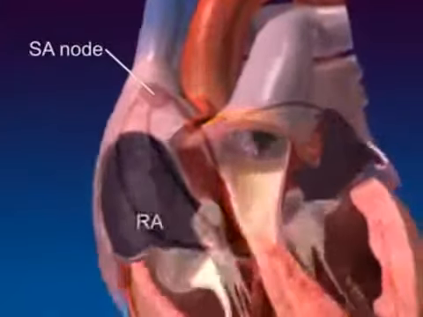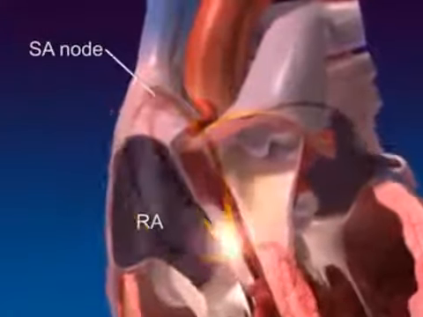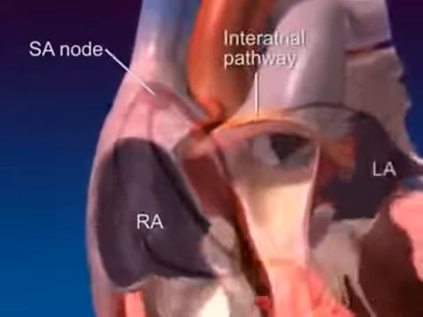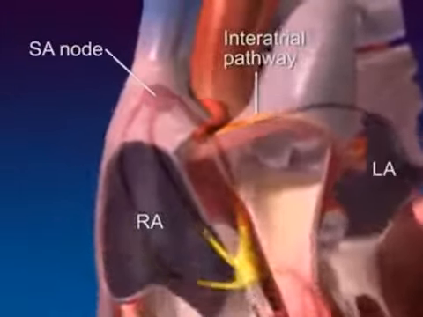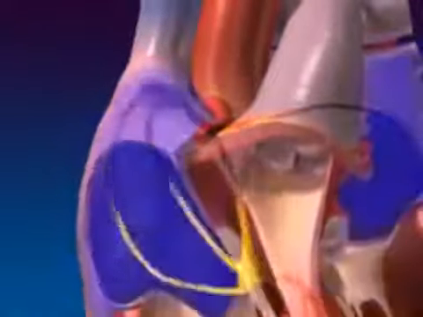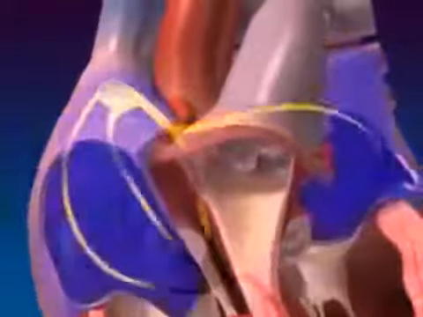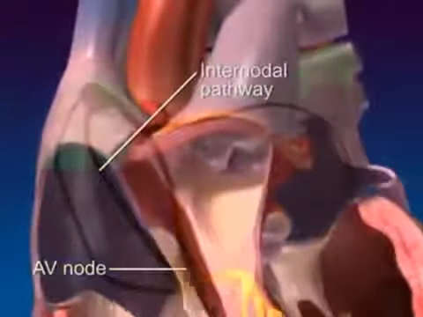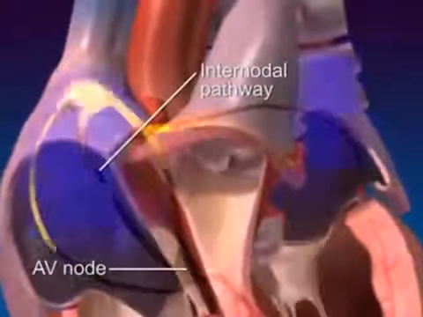atrial wall. The pacemaker potentials swiftly move through the interatrial pathway to the left atrium and spread throughout the atrial myocardium via gap junctions. As a result, both atria depolarize and contract as a single unit. The impulses generated by the SA node also rapidly spread through the internodal pathway to the atrioventricular or AV node at the base of the right atrium.